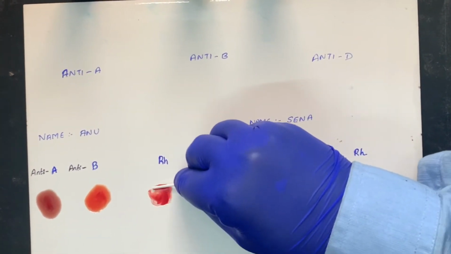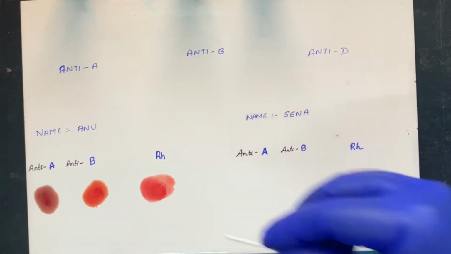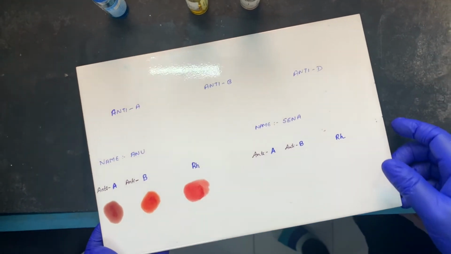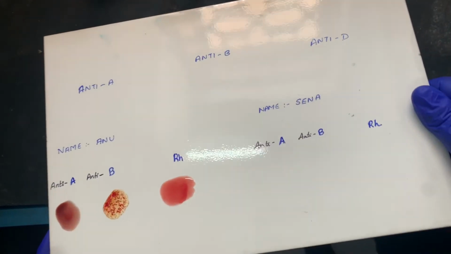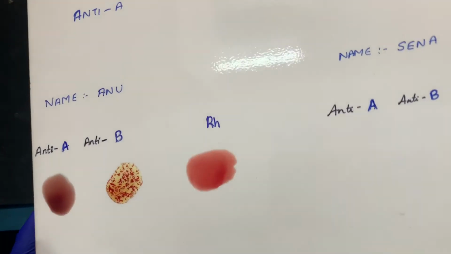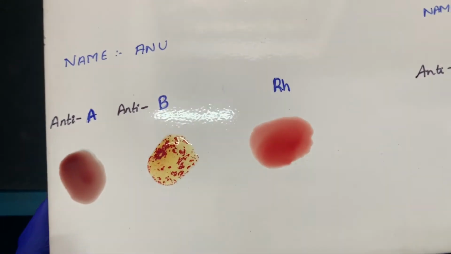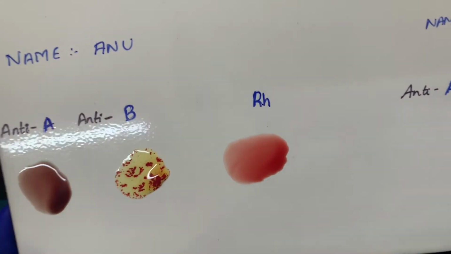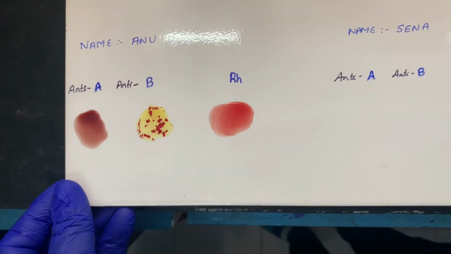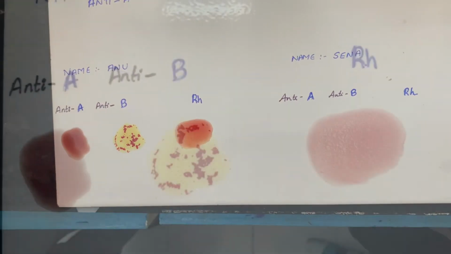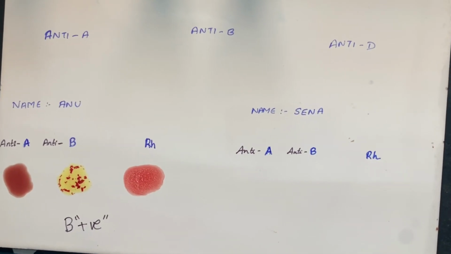Now we are mixing the third drop of blood with the anti-D sera. Now if you see, all three drops of blood are mixed with the corresponding anti-sera. Once the mixing is done, we have to lift the tile, or when we are doing it in a slide, we have to lift it and tilt it like this for a minimum of 5 to 10 times, and we have to read the result in good sunlight or good tube light. Now if you see, there is clear agglutination in anti-B and RH. So it is a B positive blood group.